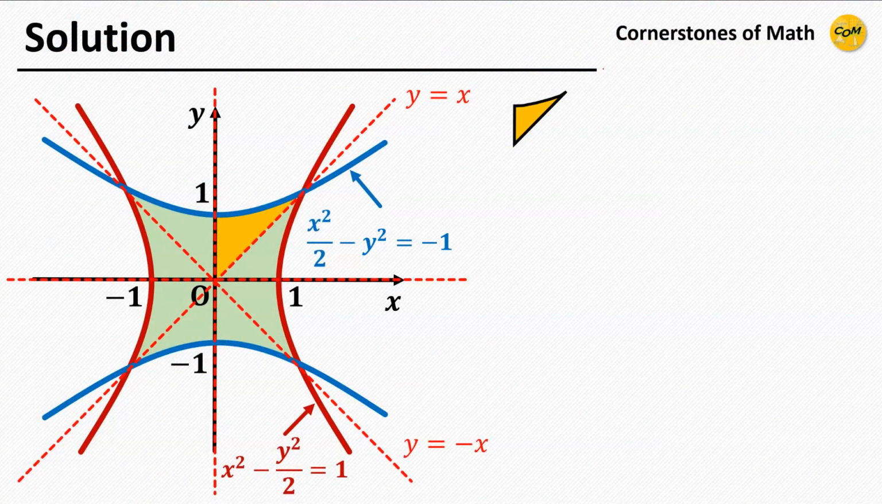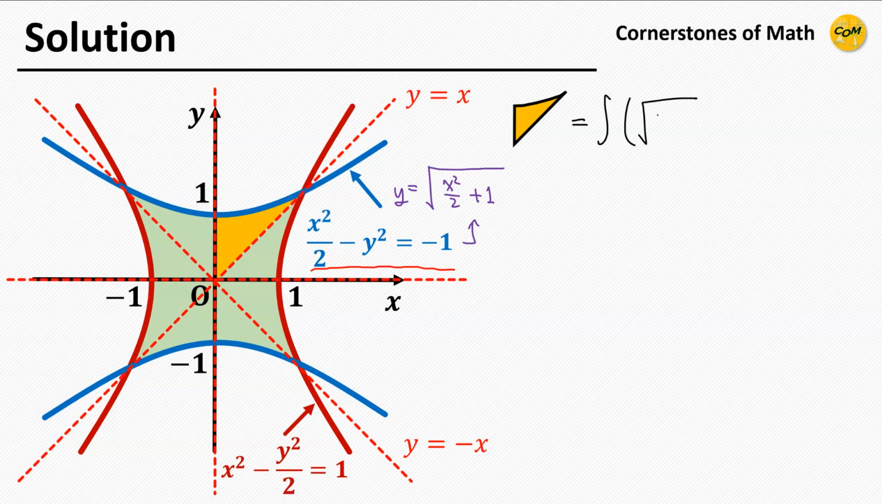And now the area calculation. From this equation of the hyperbola, we obtain y equals the positive square root of x squared over 2 plus 1 for the graph on the first quadrant. Therefore, the area of the orange region is given as the integral of square root of x squared over 2 plus 1 minus the line y equals x, where x is from 0 to square root of 2, since this point right here is (square root of 2, square root of 2).